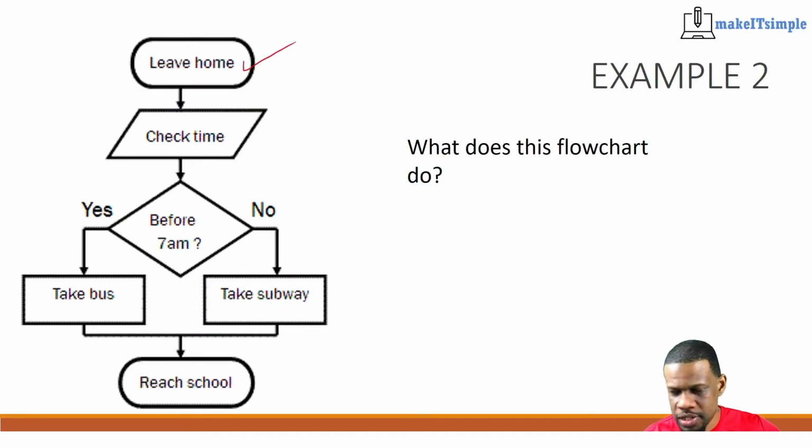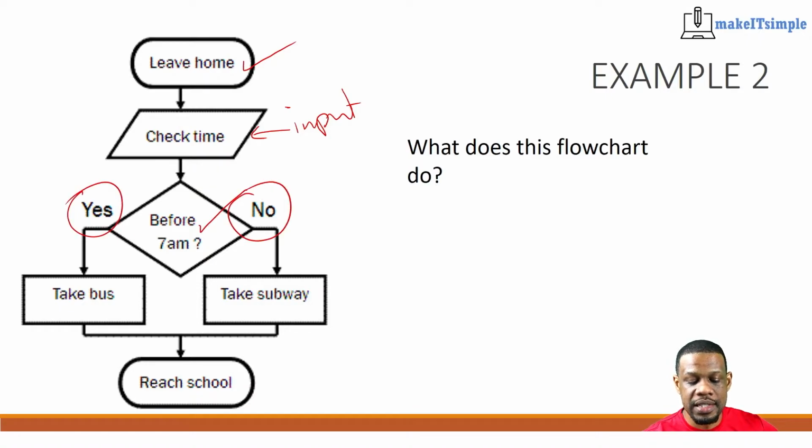So look at the next real life example. Leave home. Found this one somewhere on the internet, right? Leave home is our start because that's where you start the process of leaving home. Check the time. Checking the time is an input because you are getting the input of the time. So you read the time coming in. Then you have, is it before 7 a.m.? The answer is yes or no. You can have either one of them too.